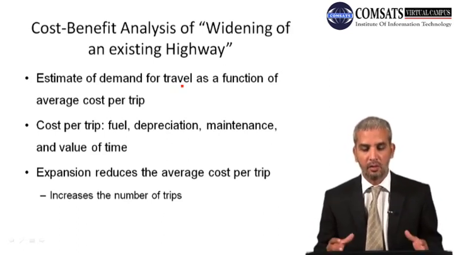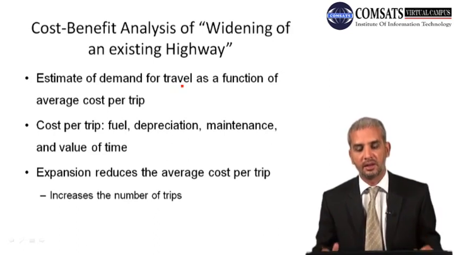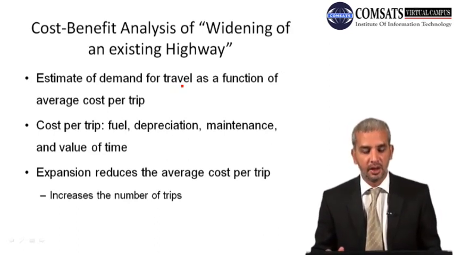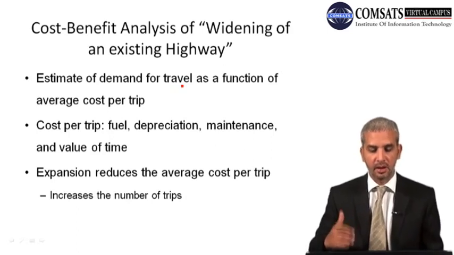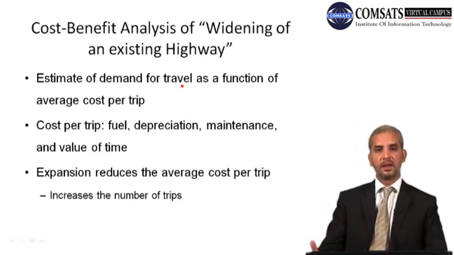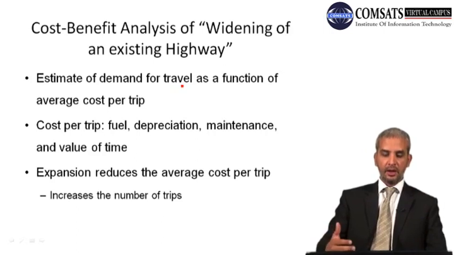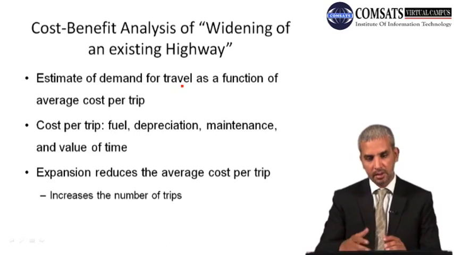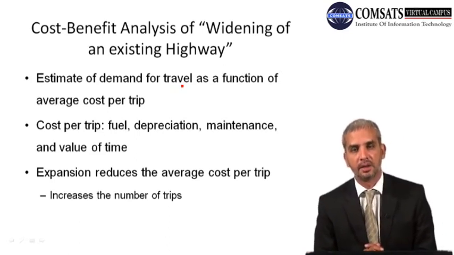Now, how would we conduct the cost and benefit analysis of widening an existing highway? First we need to consider all the costs and all the benefits. How would we consider all the benefits? We would need to estimate the demand for travel as a function of average cost per trip. If we widen the highway, the trips might increase, and there would be more demand for the use of that highway. So that would be a benefit for that project, and cost would be discussed in the next slides.